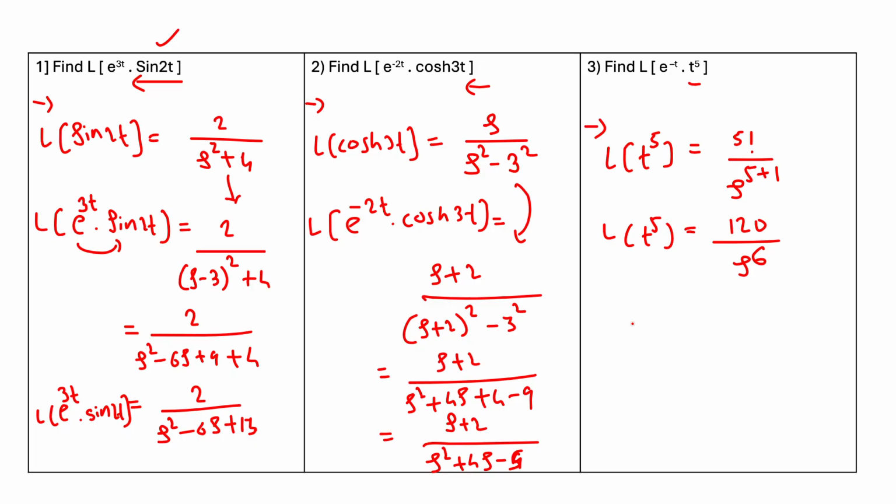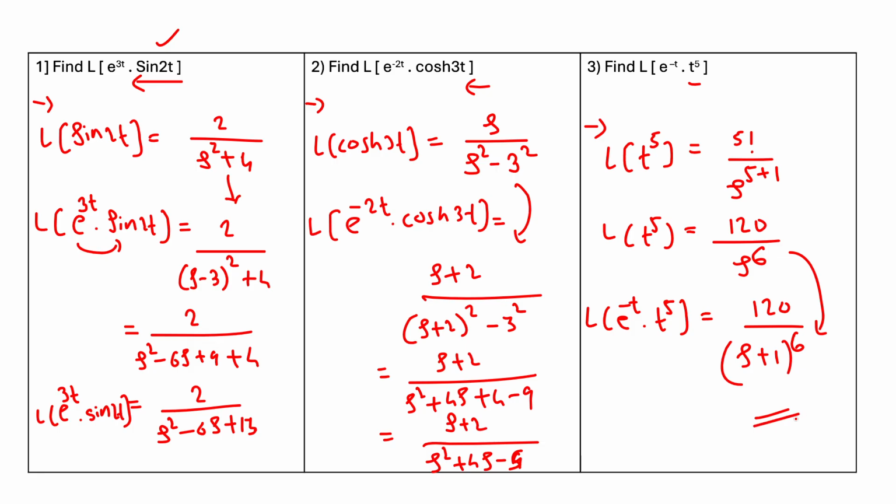Okay, then write down the whole equation, meaning Laplace of e raised to minus t into t raised to 5. Now you can see e raised to minus t is multiplied to t raised to 5. That means 120 upon, in this Laplace you have to replace s by s plus 1. Why s plus 1? Because e raised to minus t is multiplied. And raised to power 6. This will be your final answer.